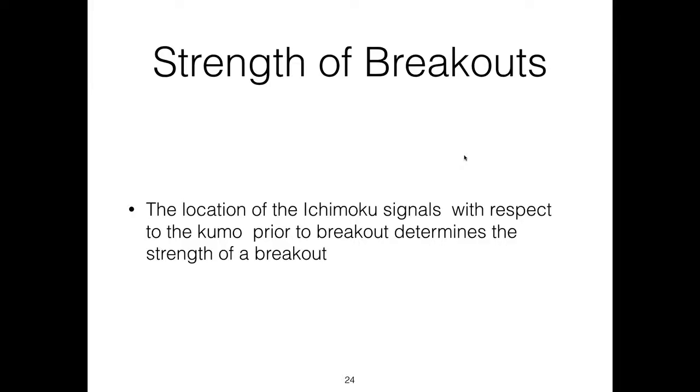Now on the strength of breakouts, the location of the Ichimoku signals with respect to the Kumo prior to the breakout determines the strength of the breakout. If a Darvas box breakout happens when prices are already on an uptrend or above the Kumo, the breakout tends to be stronger. If a Darvas box breakout happens when prices are on a downtrend or below the Kumo, then the breakout tends to be weaker and will tend to have a deeper correction.